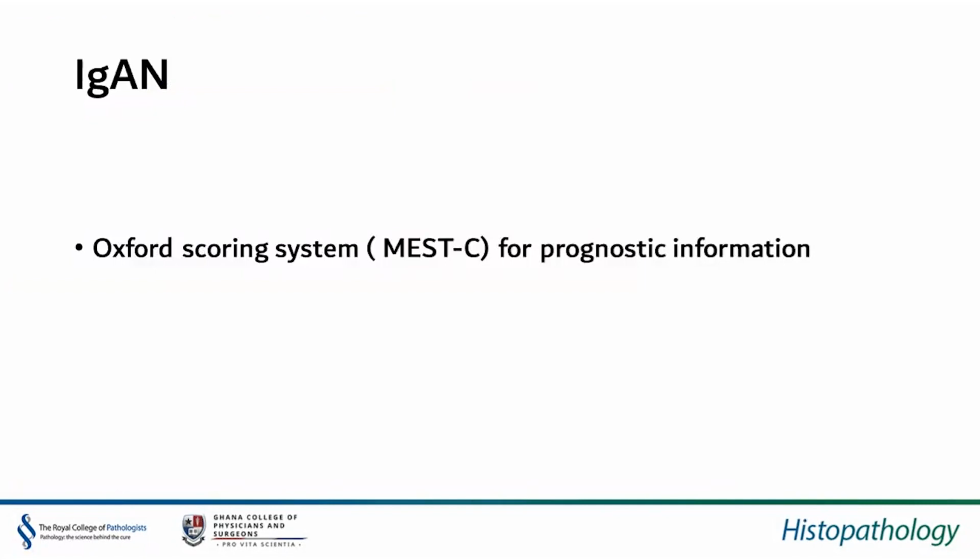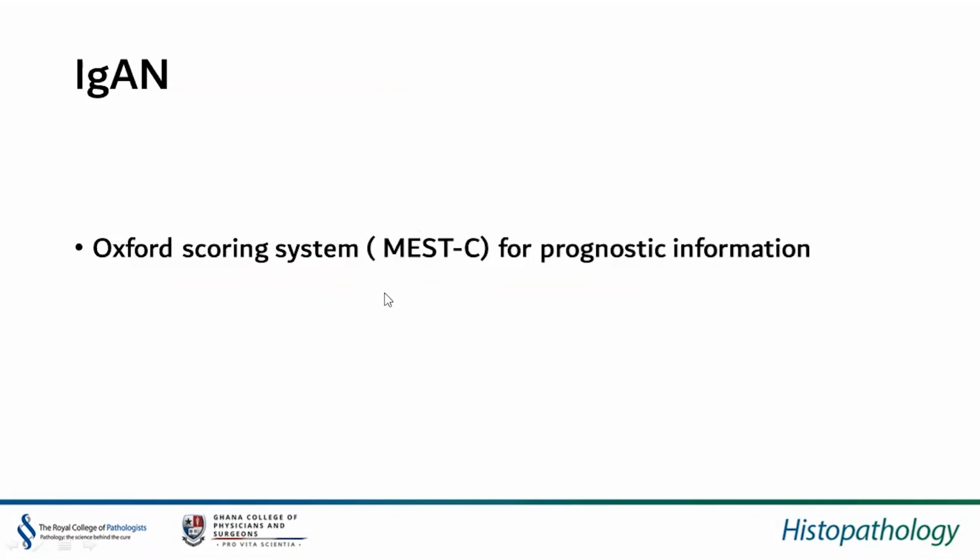When you are dealing with a biopsy with IgA, do not forget to use the Oxford scoring system, which gives prognostic information. This is the MEST-C score. M stands for mesangial hypercellularity, E for endocapillary hypercellularity, S for segmental sclerosis, T for tubular atrophy, and C for presence of crescents. These are scored on a scale, and we have to include the score in our biopsy diagnosis.